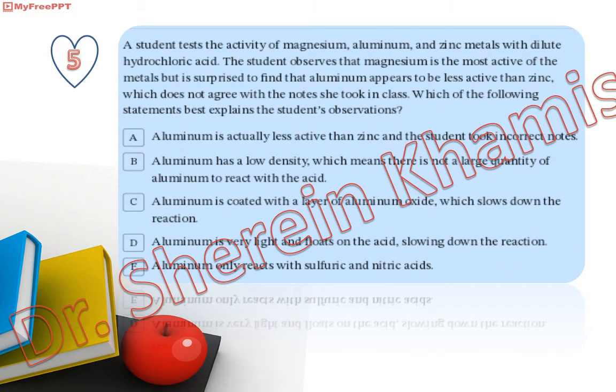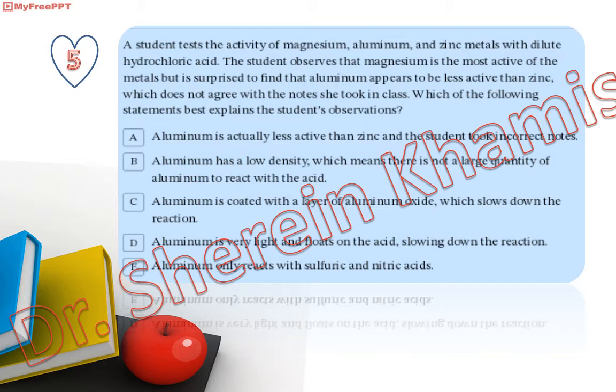Question 5 says that a student tests the activity of magnesium, aluminium, and zinc metals with dilute hydrochloric acid. Okay, we have 3 metals. The student observes that magnesium is the most active of the metals, but is surprised to find that aluminium appears to be less active than zinc, which doesn't agree with the notes she took in class. Which of the following statements best explains the student's observations?